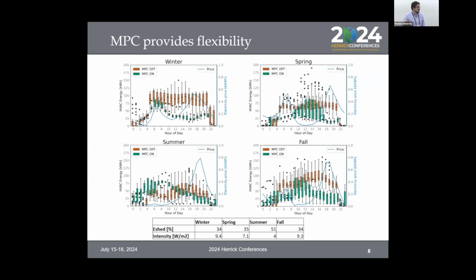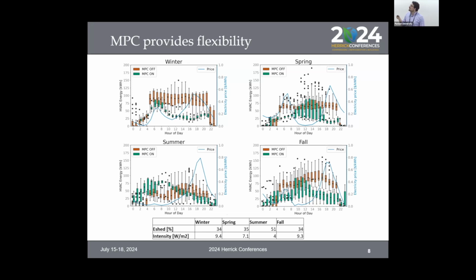So what did we get from this testing? In this slide, there are a lot of plots, so I'm taking my time walking around it. Here you have box plots highlighting a typical day of operation for the different seasons. We group the data, baseline and MPC, by season. On the right axis, you have the price for that specific season, while on the left axis, you have the HVAC consumption for each hour of the day for each of the days considered.